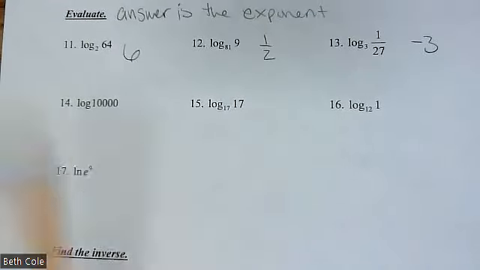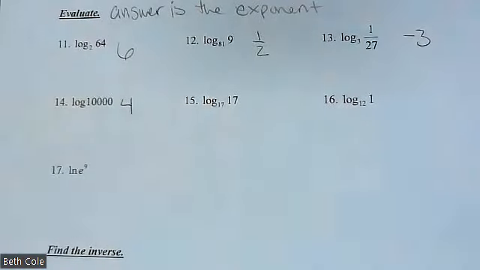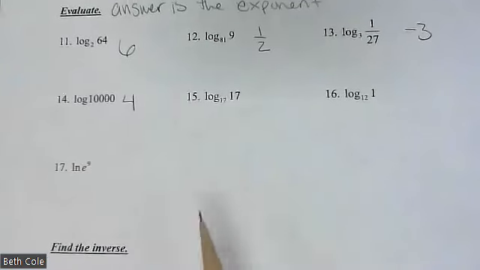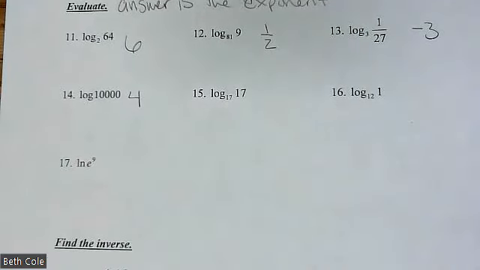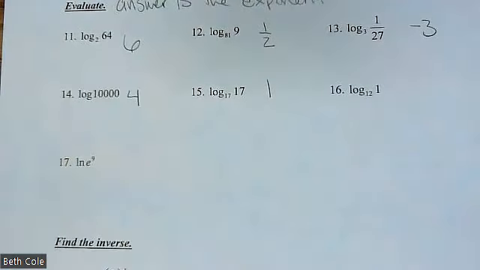What's the base for this one? 10. So it's 10 to what power gives you that? Good. How'd you get 4? You just count the zeros. It's however many zeros there are. 10 is easy because we have a base 10 number system. This is 17 to what power gives you 17? 1. Anything to the 1st will be itself.